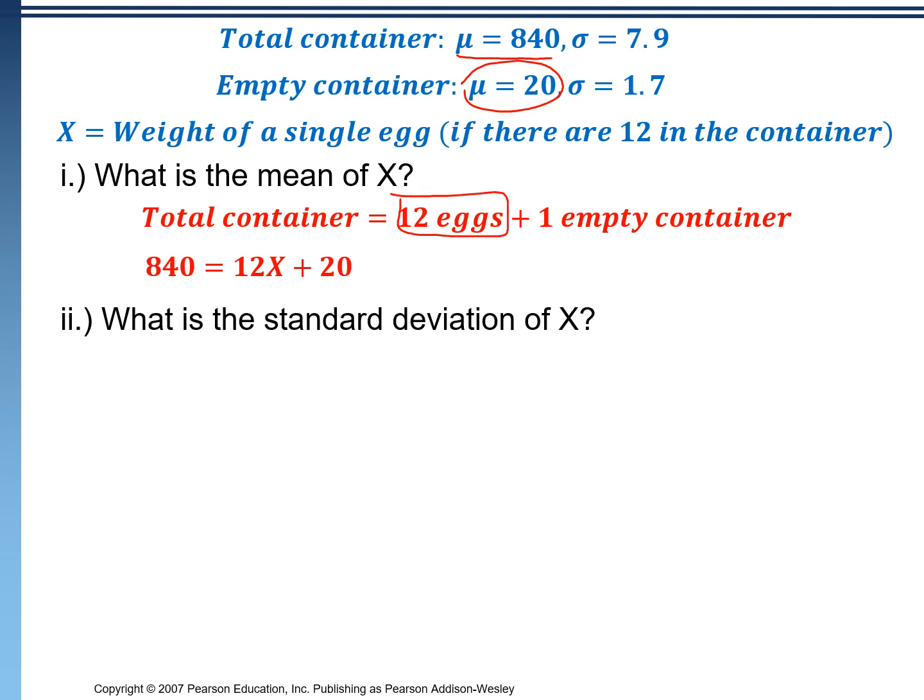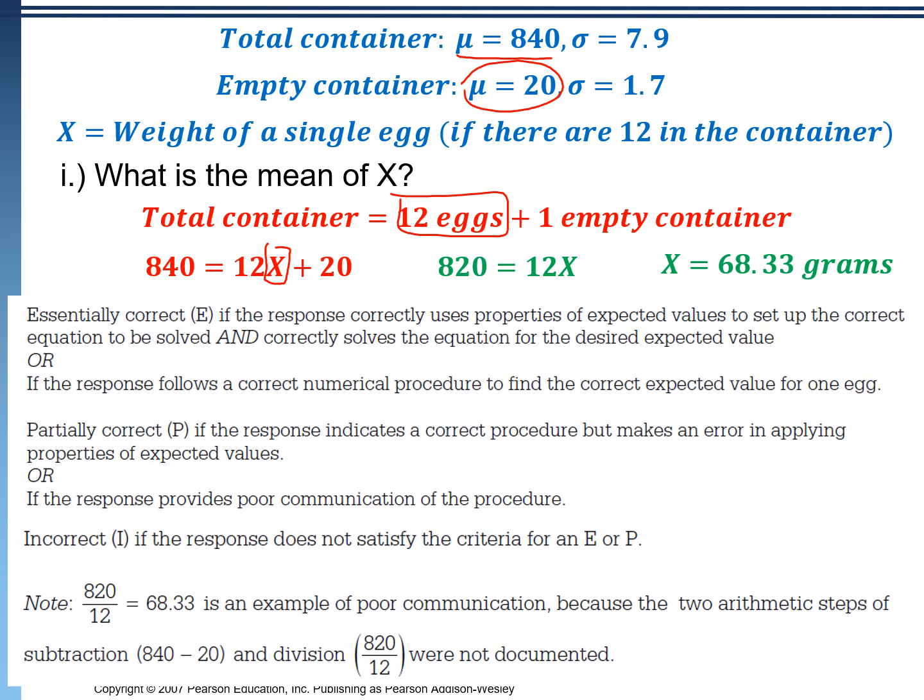We know a single egg, or we're representing the weight of a single egg with X. That's our equation. Subtract 20, divide by 12. Each egg weighs an average of 68.33 grams. As for the rubric for this section, make sure we have an equation. We show our work, okay, and as long as we correctly solve it, we'll get full credit for this one.